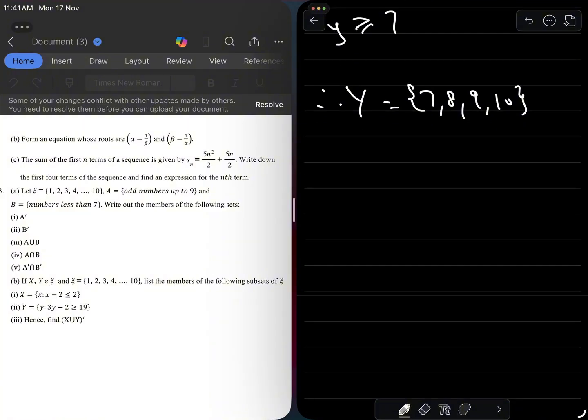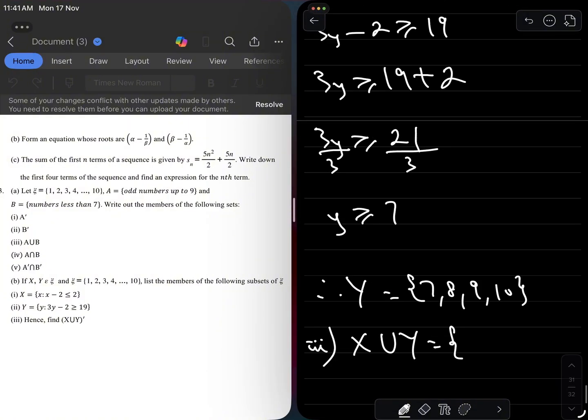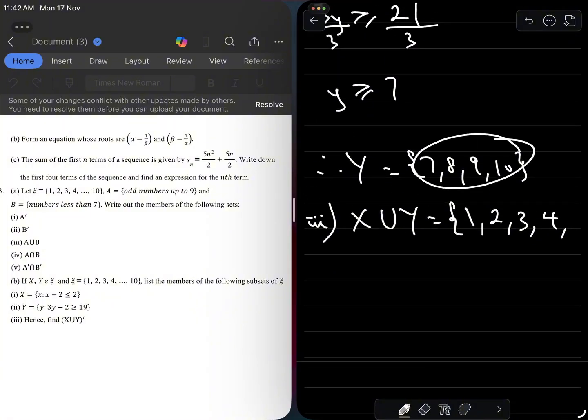And Roman figure 3 says, hence find the elements of the complement of the union of X and Y. Before we can find this, we need to find X union Y first. The set X union Y is a combination of the sets X and Y. Write all the elements of X first, 1, 2, 3, 4. And now you write the elements of Y without writing what is already in X.